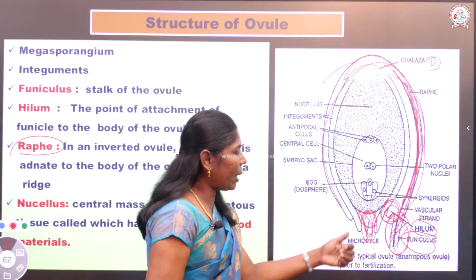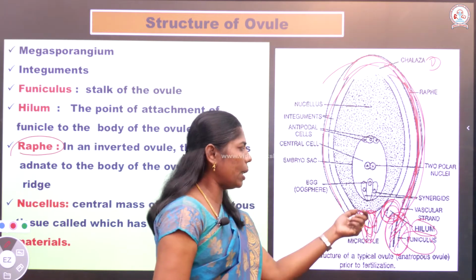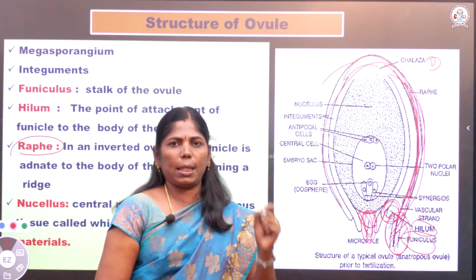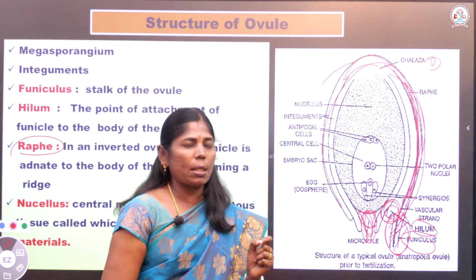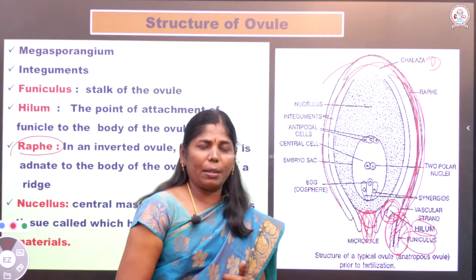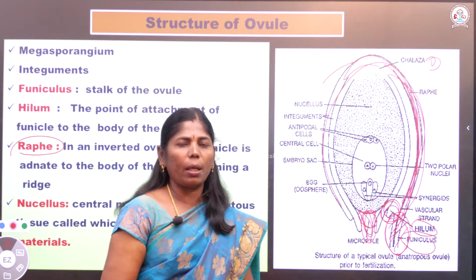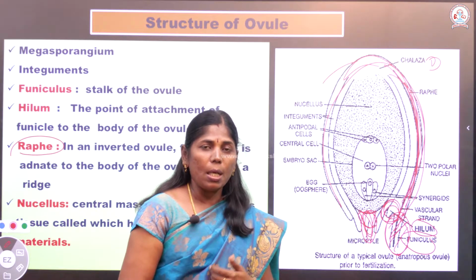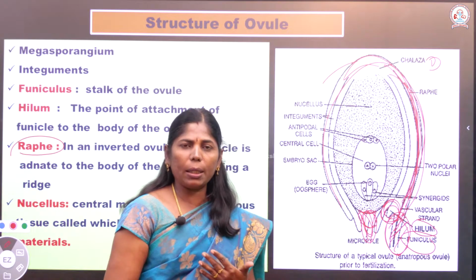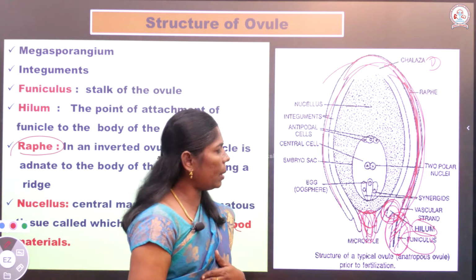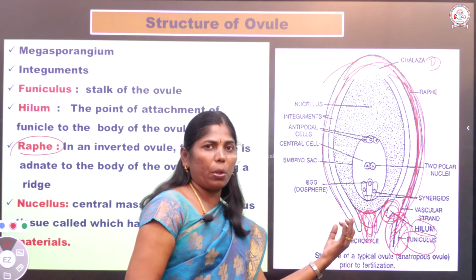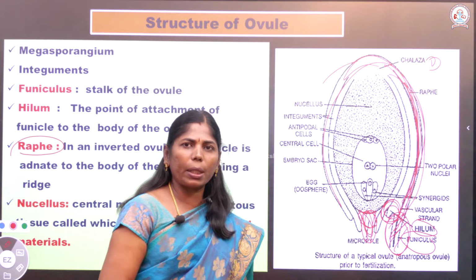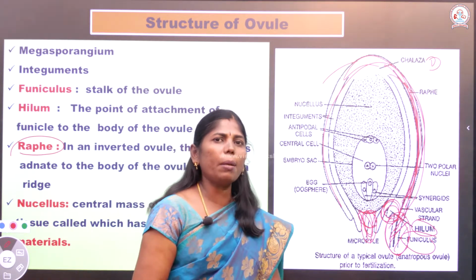Actually, we can see a small pore-like structure in the ovule. Through the pore, water enters into the seed during germination. Then only can it germinate. It is also used for gaseous exchange. So it is used for water entry and for gaseous exchange, and during the development of the embryo sac, the roots arise from this region. This is a very, very important part of the ovule, the micropyle.